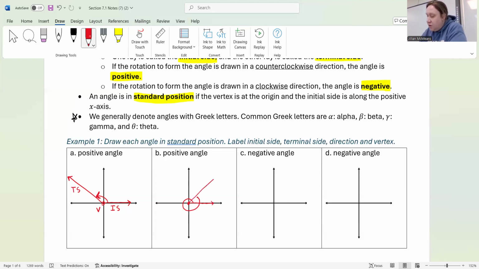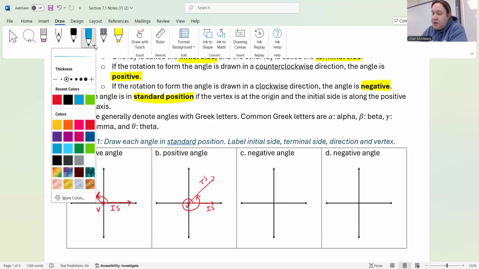So we draw our angle. We want to make sure we put our direction, and then we label. This was our initial side. This was our terminal side. This was our vertex. Okay, so those are two standard position positive angles with the correct labels. Let's do our negative angles in blue.